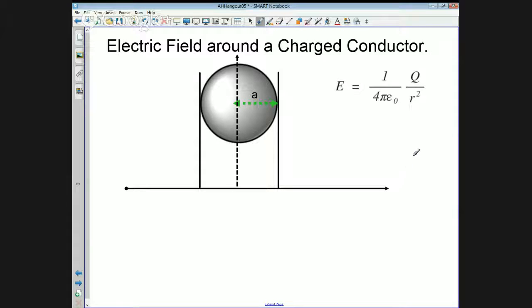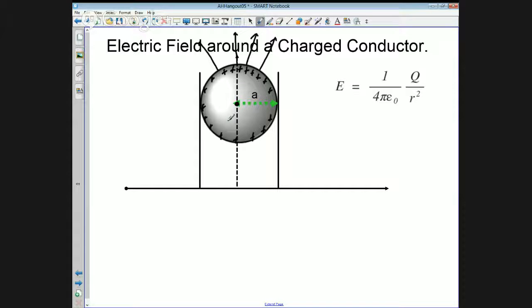Now, for a charged conductor, all the charge resides on the surface of the conductor. There is no charge inside the conductor. So basically, there are no field lines inside the conductor. All the field lines emanate from the surface. I'll just draw in a few to show you. In fact, it goes all the way around in a radial circle, and it appears that the field lines emanate from the centre.